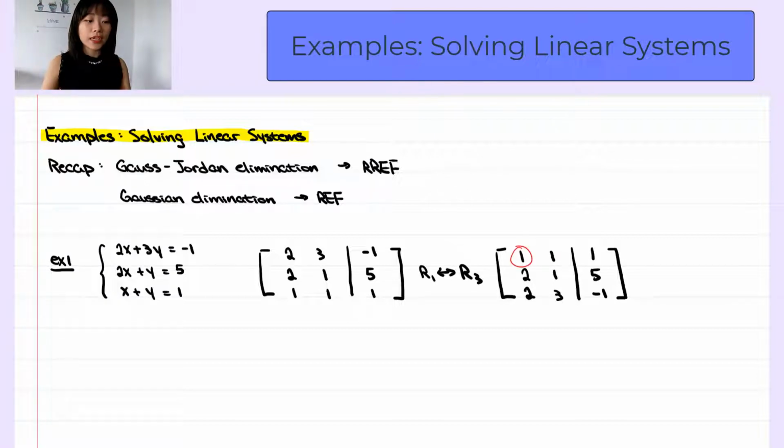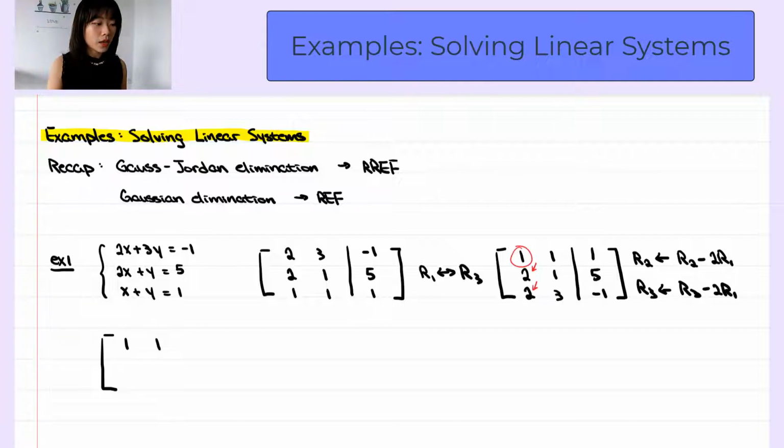Now I would like to make the other entries in this column to be 0. So I want to eliminate this 2 and this 2. Then I can replace row 2 by row 2 minus 2 times row 1, and I'm going to replace row 3 by row 3 minus 2 times row 1. So by performing these 2 elementary row operations, my matrix becomes 1, 1, and 1.